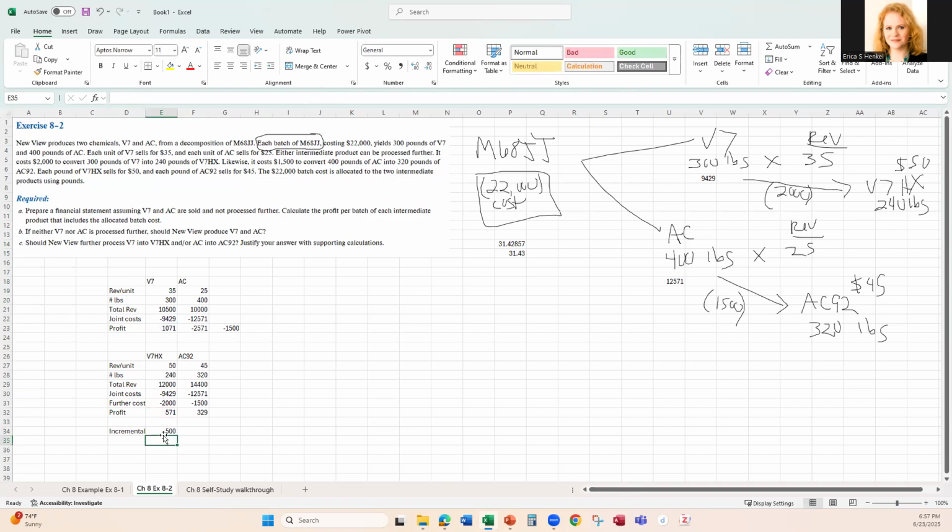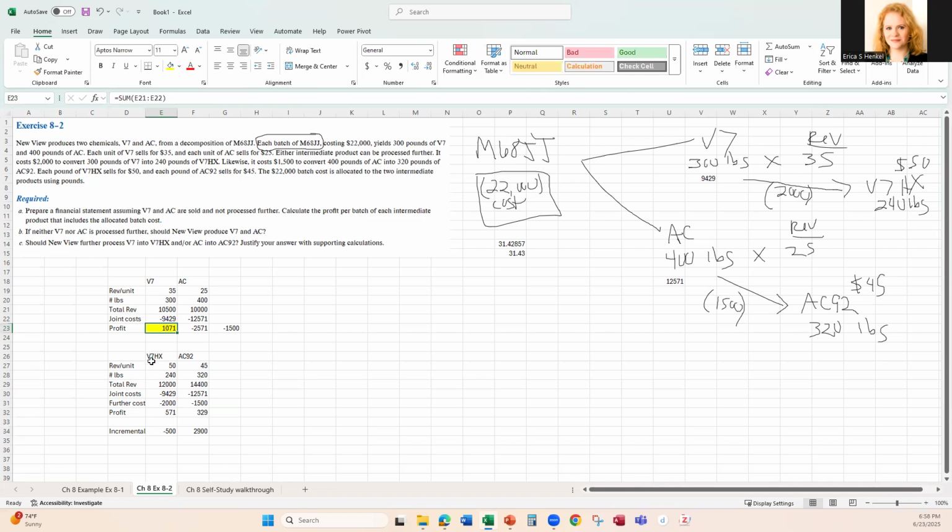So here we're making, actually, hold on, I should be doing this the other way around here. 32 minus the 23. Okay, so we're actually making $500 less here, right? And then here we're making $2,900 more. So the optimal combination would be to make the V7 and then not process that further.